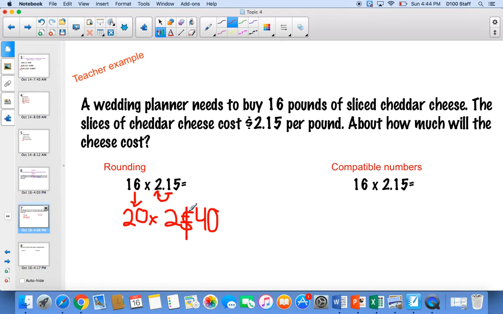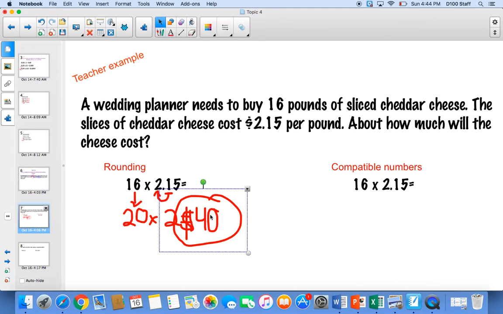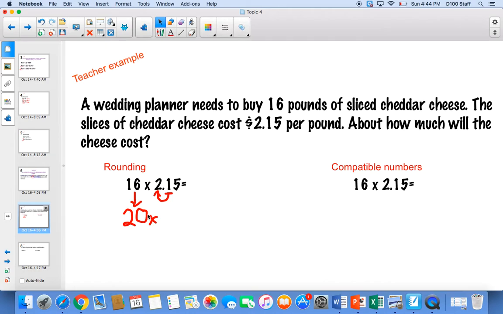It's my terrible dollar sign. She will need about $40 if we used rounding. You know what, I'm going to rewrite that because that just looks terrible. So we're going to type this out so it looks a little bit neater.